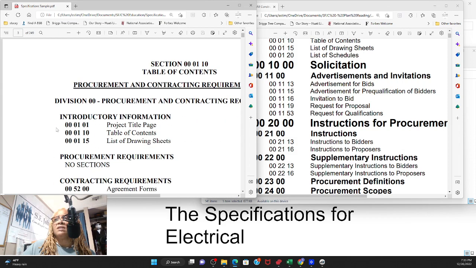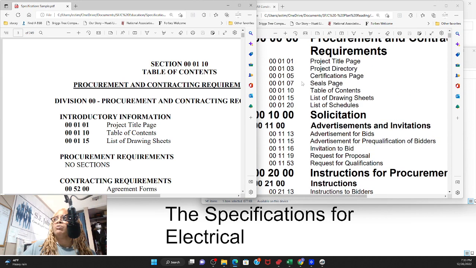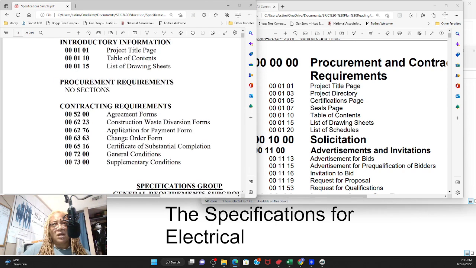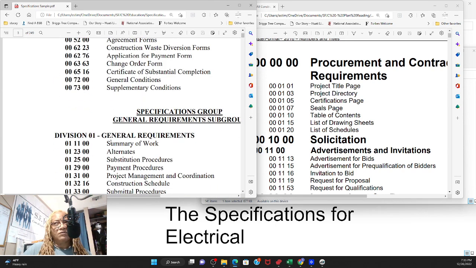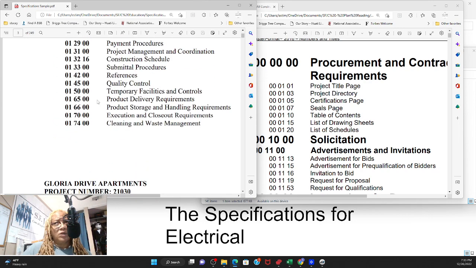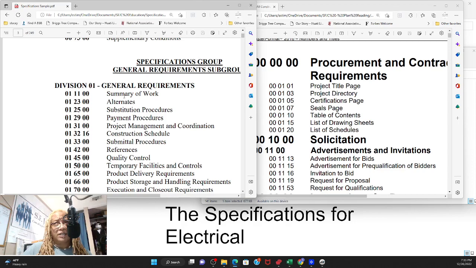apartments, we see that 000101, the project title page, pretty much goes along with what it should be, right? 000101 on the right, that's the master format. Okay, so project title page, that's right. And what we really want to look for is for our electricians. So remember, the one on the left is from an actual project.